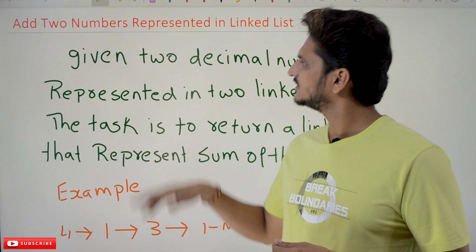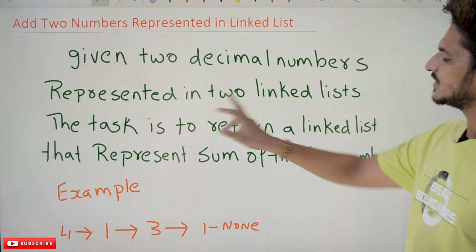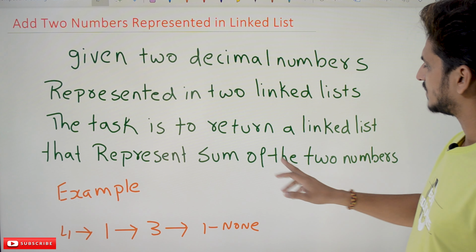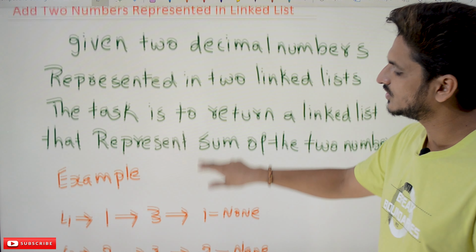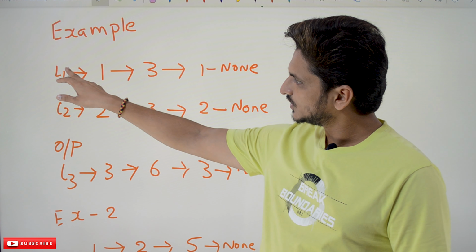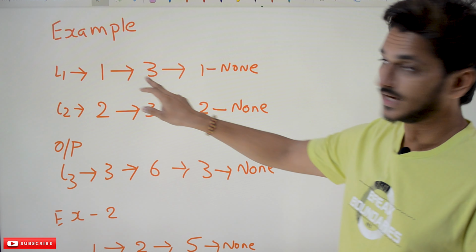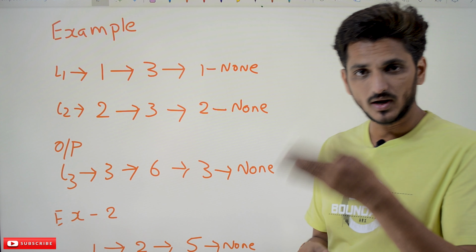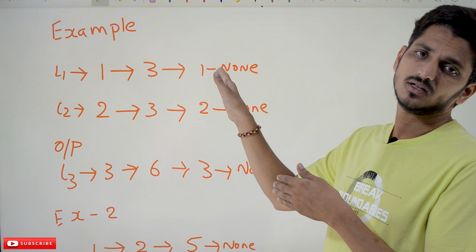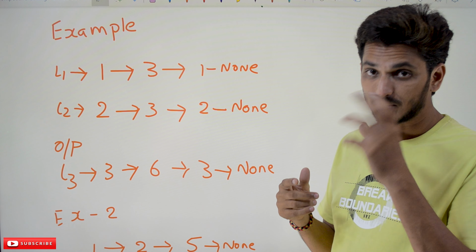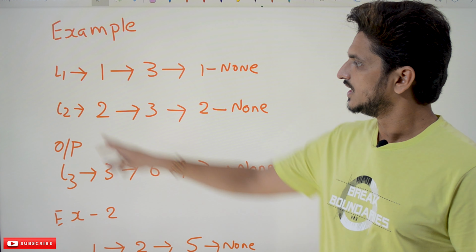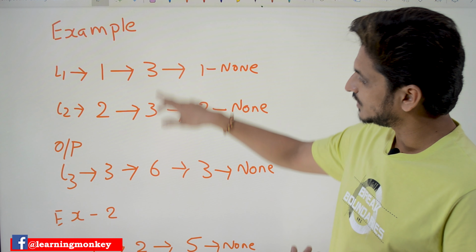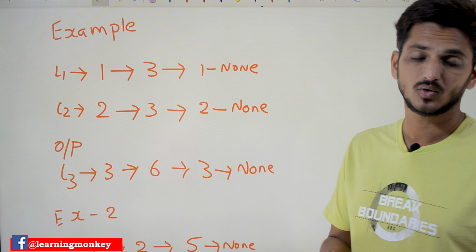Coming to today's class: given two decimal numbers represented in two linked lists, the task is to return a linked list that represents the sum of the two numbers. With an example we are going to understand better. The input is two linked lists L1 and L2. The number 131 is represented as 1 in one node, 3 in another node, 1 in the other node. That is how the number is represented in the linked list. The second number is 232. We need to display the output of the addition of these two numbers, which is 363.